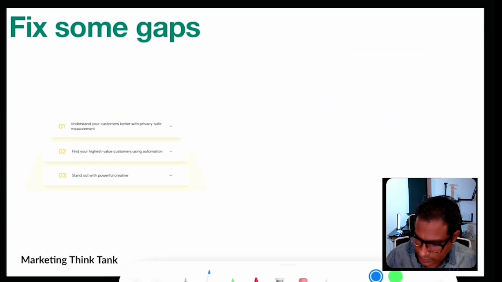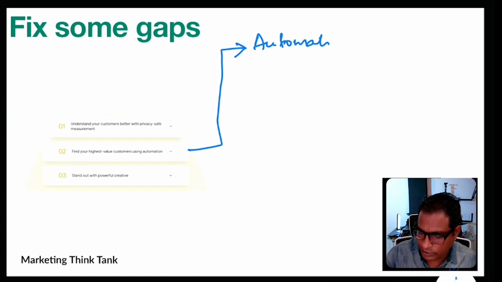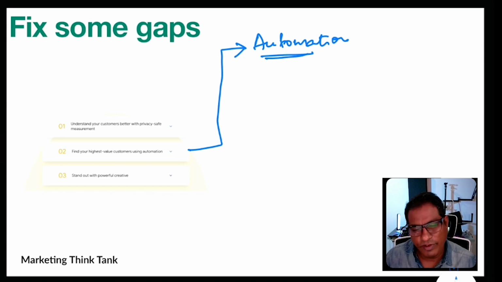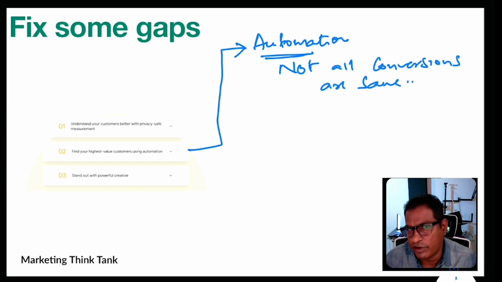All right, so once that's done, we need to start getting high value customers through automation. Now, when we speak about automation, we are not talking about automation techniques. We're not talking about automation tools. We're simply talking about a simple fact that not all conversions are the same, right? Not all conversions bring you the same value. Now, in such a situation, why are we running after the volume of conversions?